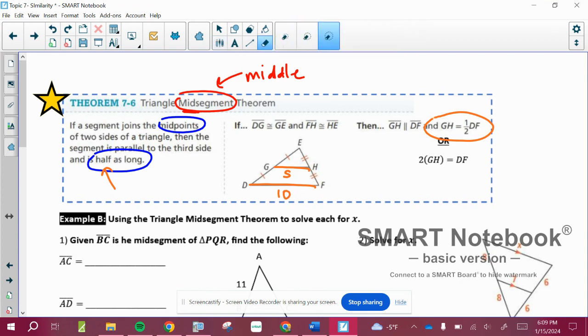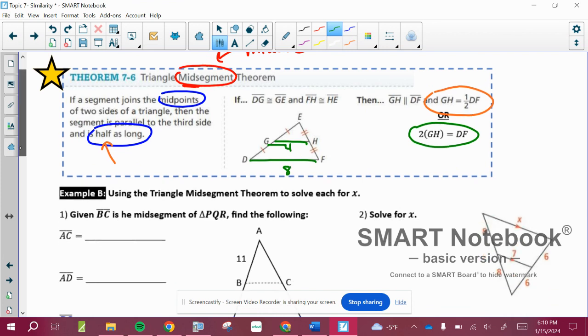Now similarly, we can reverse this theorem a little bit. If I know, say, the mid-segment is 4, then I know that this third side, its parallel side, has to be twice as big. So that's where this second formula comes from. So if the mid-segment is 4, I know the third side is 8. It's twice as big. So you can use either equation. It depends which one you prefer. And I'll show you examples where we can use that.